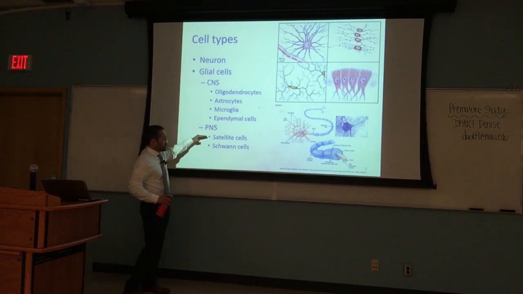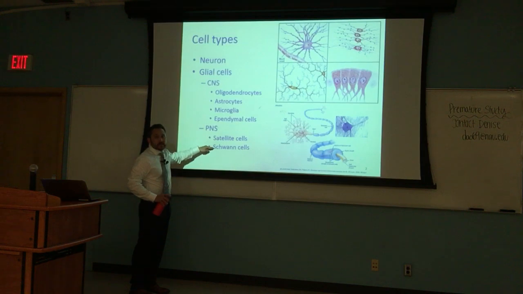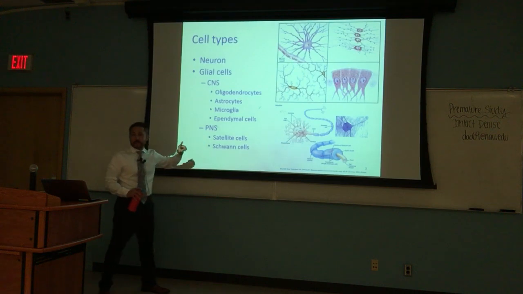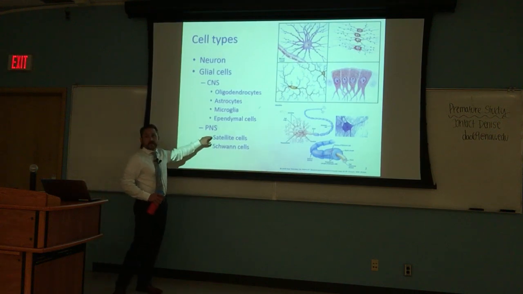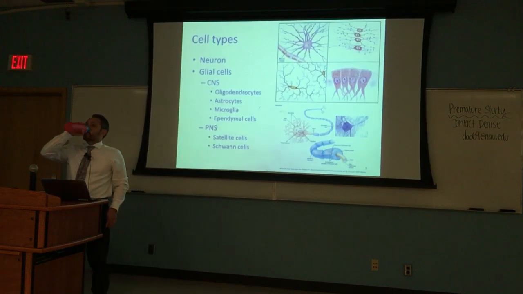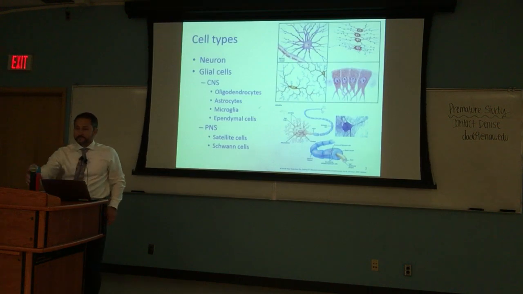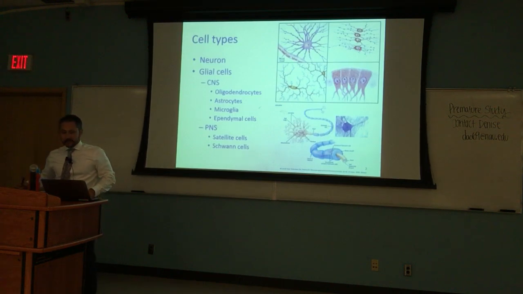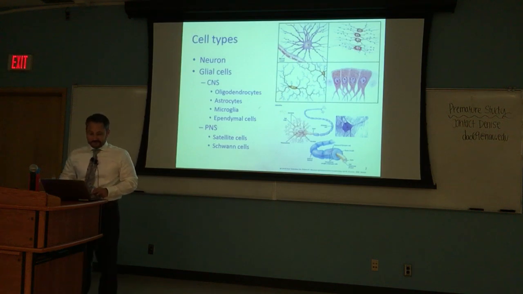Okay, I apologize. So let's correct. Satellite cells are going to act like astrocytes. Schwann cells are going to act like oligodendrocytes. I might have misstated that. Thank you. So let's repeat that. Satellite cells act like astrocytes, and Schwann cells act like oligodendrocytes. Sorry. Sometimes my brain goes faster than my mouth, or the other way around.